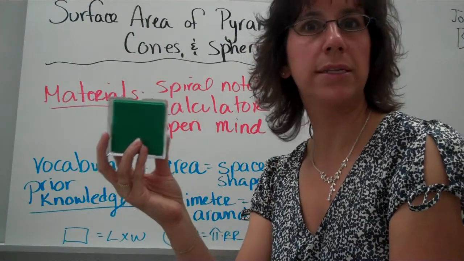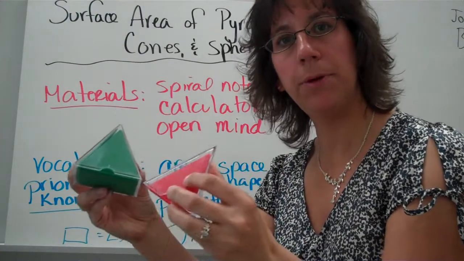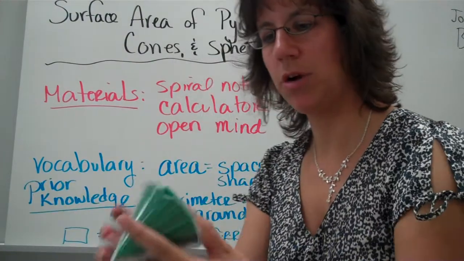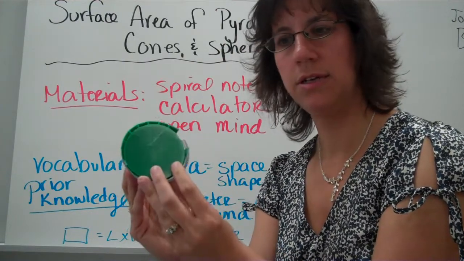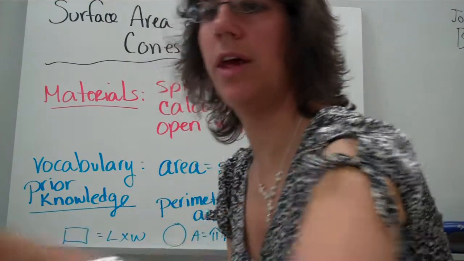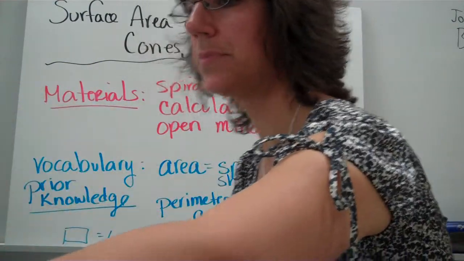This could also go with a rectangular pyramid, whether it has a rectangle, square, or triangle on the bottom, but a pyramid shape there. Today we're also talking about cones. So again, one base, circular at the bottom. And then, of course, a sphere, any kind of ball shape, okay?